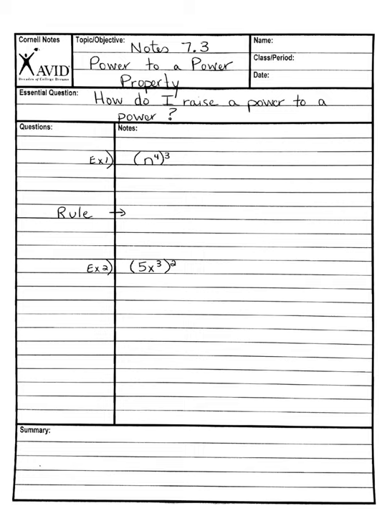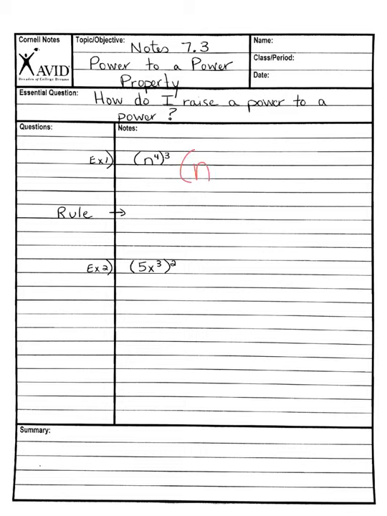So here we're going to look at a power to a power property. How do I raise a power to a power? And so with that being said, again, I like to write it out. I'm big on writing these out. So what does it mean when you have n to the fourth power to the third power?